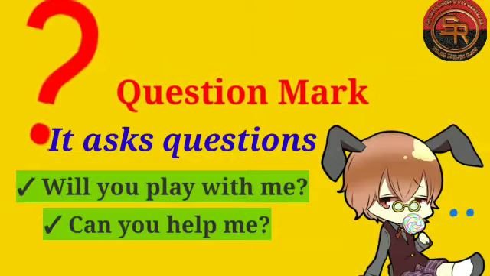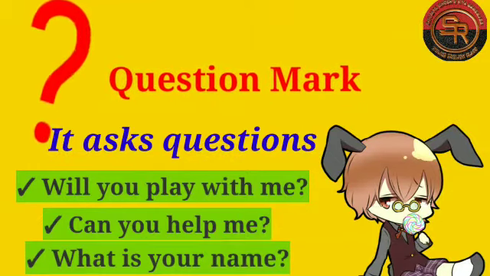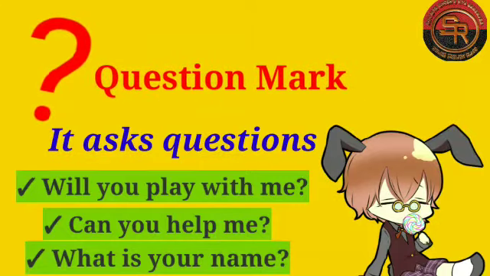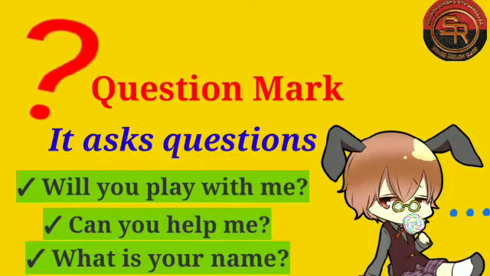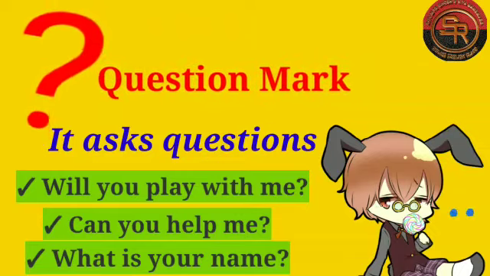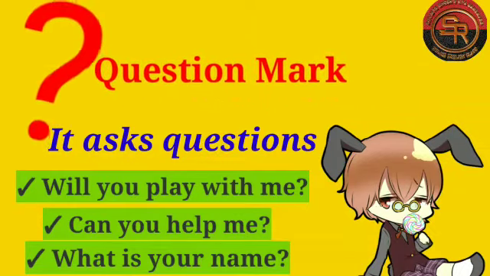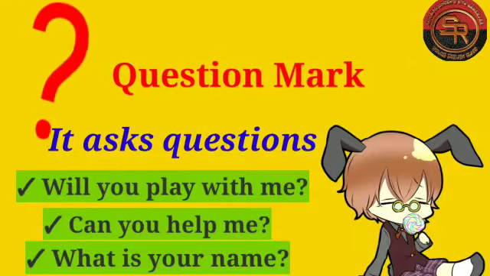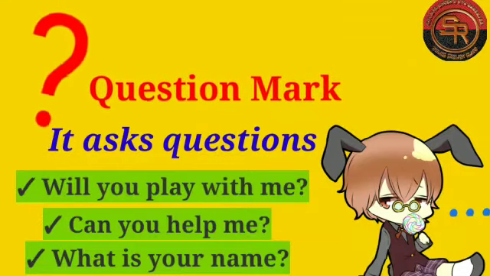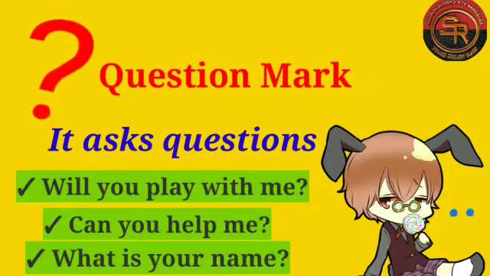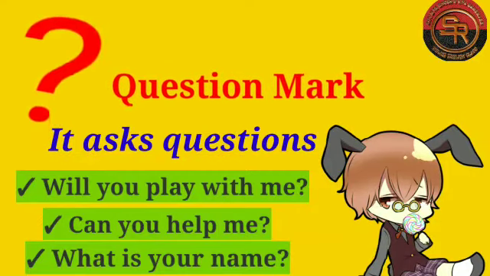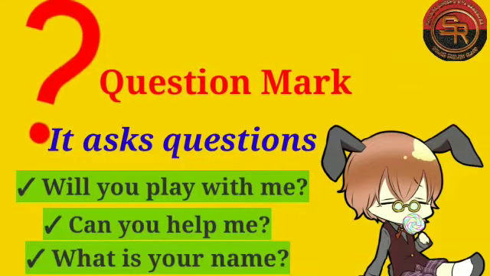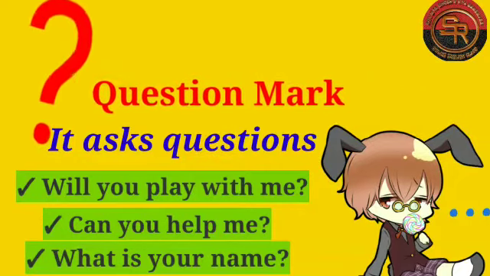Okay. Next, let's look at it. Can you help me? Look at this question. This begins with Can, where C is capital. Can you help me? It ends with a question mark. Next question. What is your name? The sentence begins with W, which is in capital, and it ends with a question mark. So whenever we need to ask any question, then we will put the question mark. It can be used with WH questions, interrogative or yes/no questions as well.